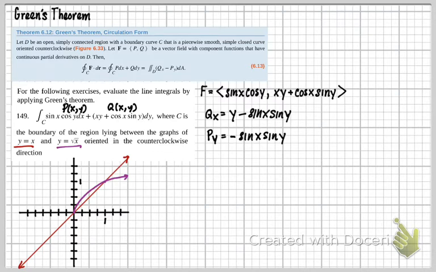So now for the double integral here, I'm just going to leave the d here for now. I'm going to have Qx. So my Qx is y minus sine of x, sine of y. And it's going to be minus our Py, and I'm just going to use a parenthesis here. And then I have the negative sine of x, sine of y. And that's going to be dA.